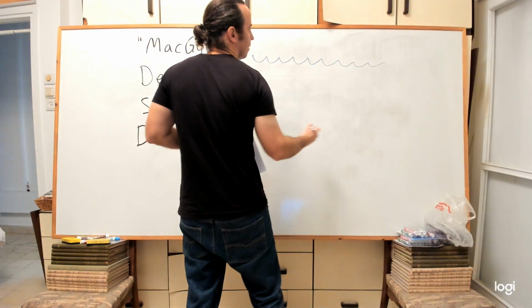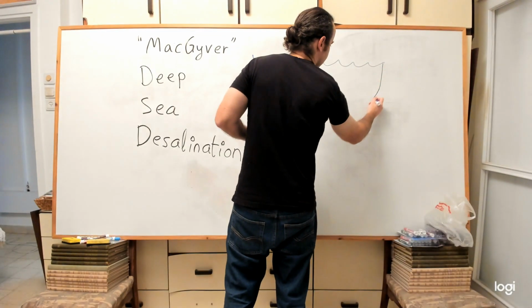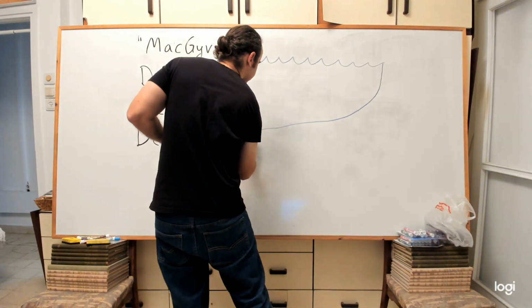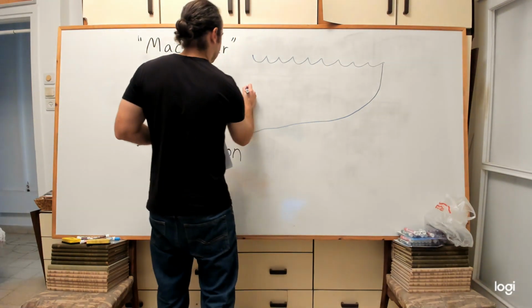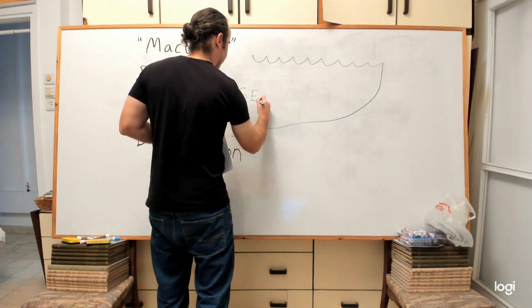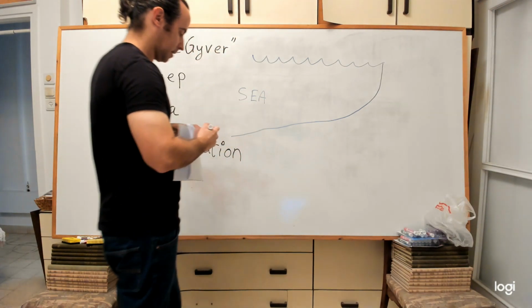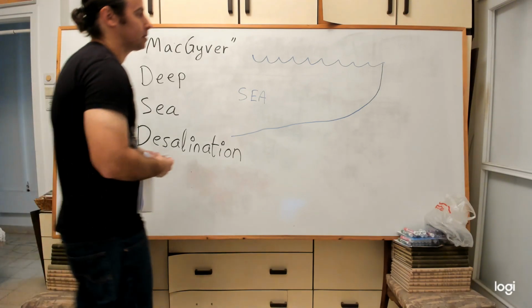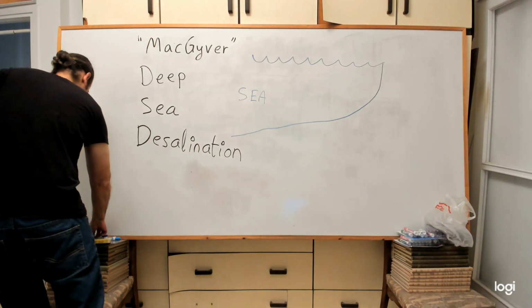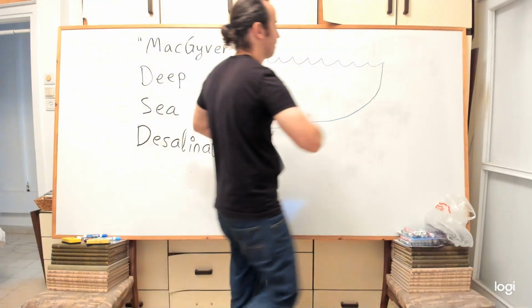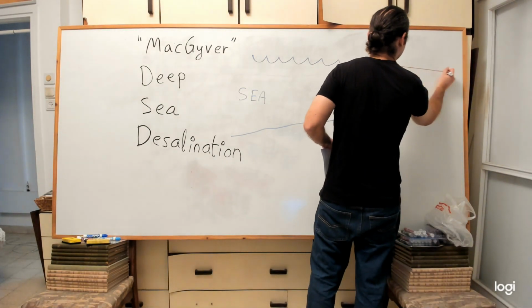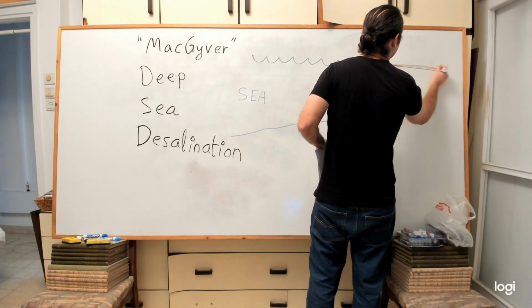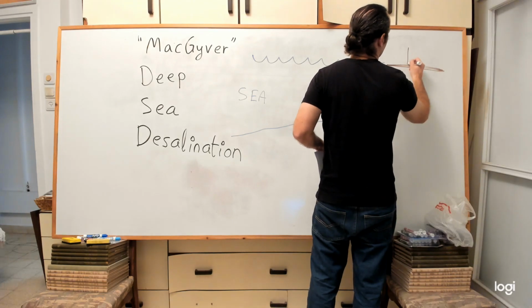If we have the sea, and all this is the sea. Okay, sea. And this is the land, and there is like a house here.